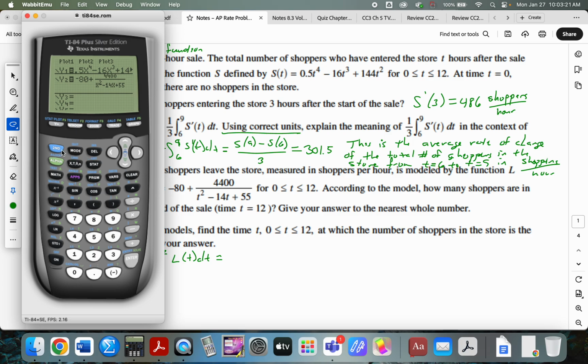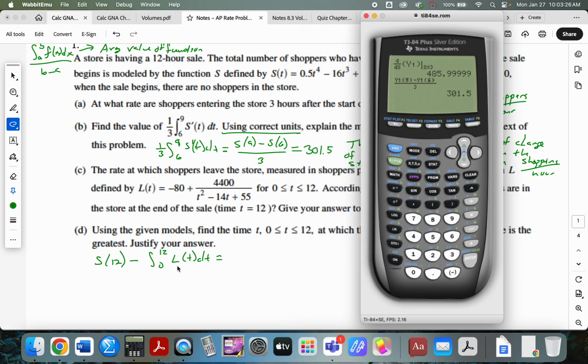Okay, so I'm going to quit out of that now. And now I can just do this calculation pretty quickly and easily. I've got y1 at 12 minus the integral from 0 to 12 of y2 dx, which is what we have written here, right?